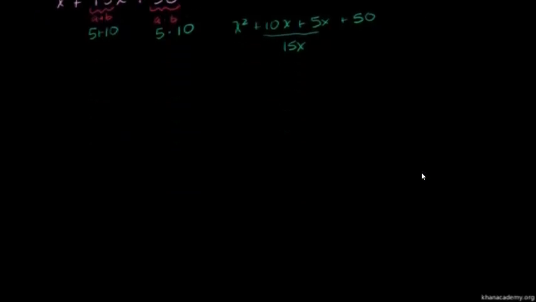Let's up the stakes a little bit. Introduce some negative signs in here. Let's say I had x squared minus 11x plus 24. Now, it's the exact same principle. I need to think of two numbers that when I add them need to be equal to negative 11. A plus B need to be equal to negative 11. And A times B need to be equal to 24.